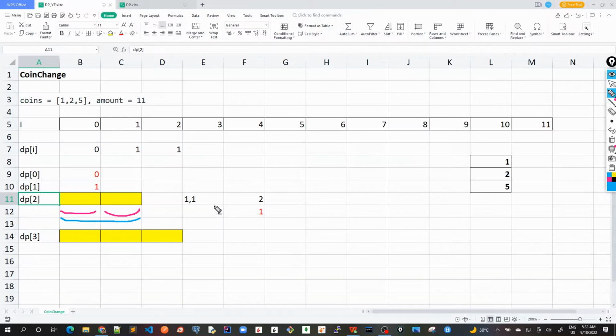That's why there were two possible conditions here, and we found that the minimum was, of course, we just take the 2 coin, which is only one. So this will be our solution for dp2.